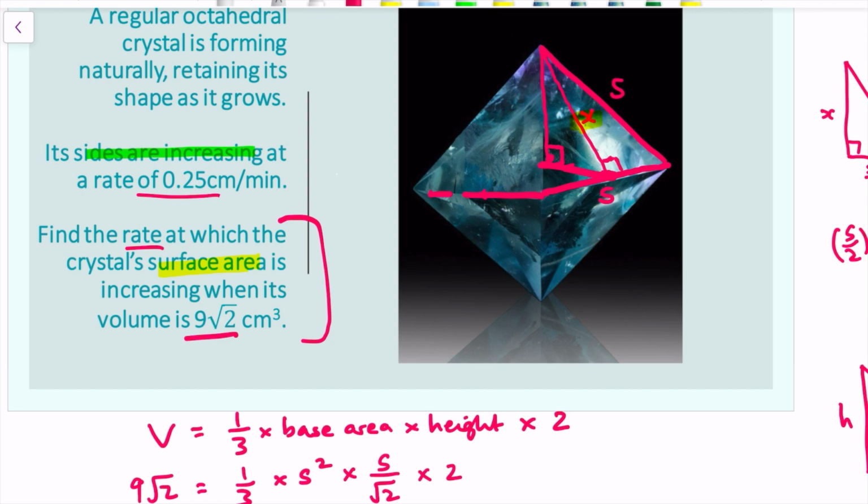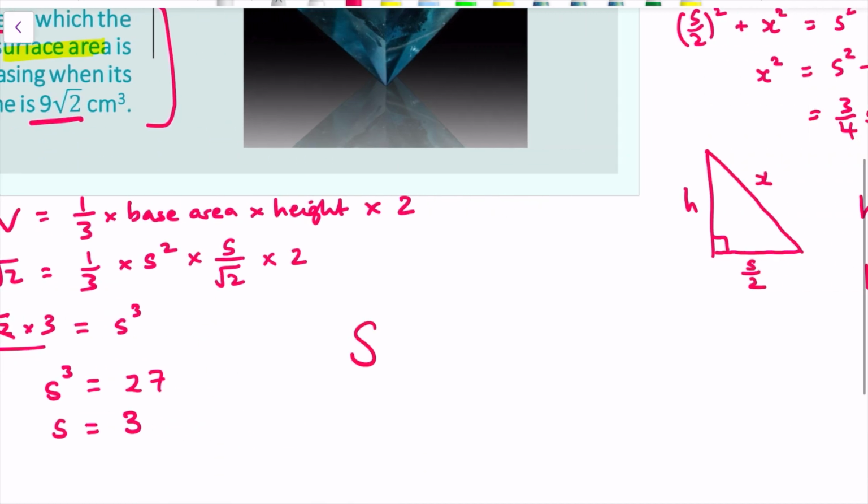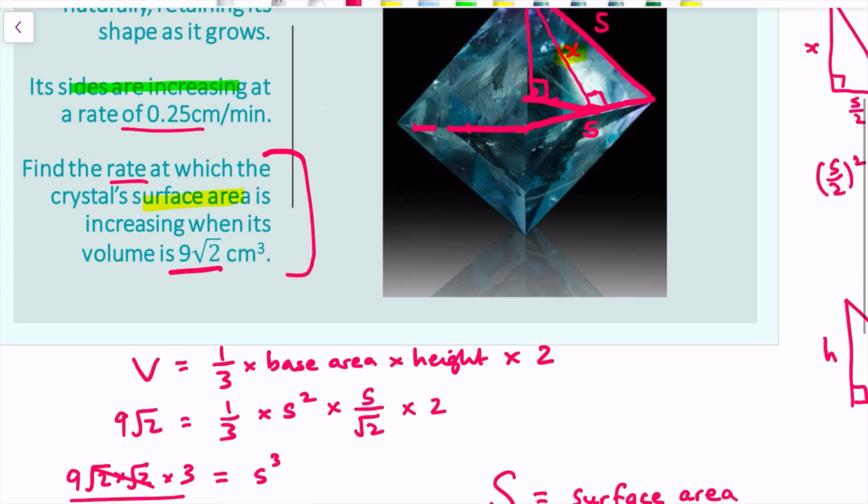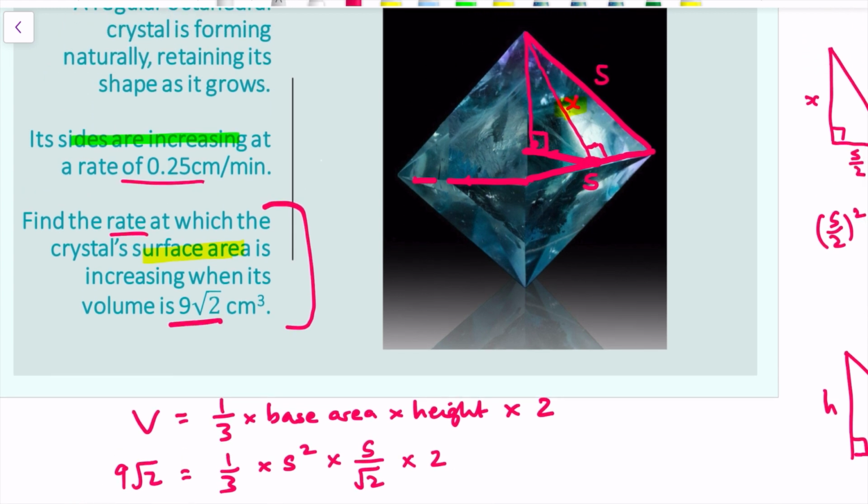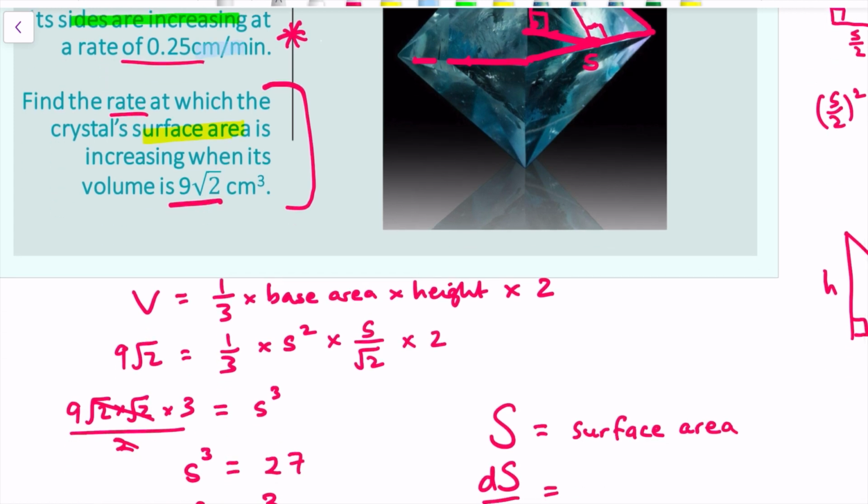Okay, we're going to have to do some differentiation. Surface area is the rate we want to find. So if we say S equals surface area, I'm going to make it a capital S to distinguish it from the lowercase s, and we want dS/dt. Related rates problems, if you've never seen them before, we connect the rate in the question with the rate that we're trying to find. So the rate in the question is a given rate of ds/dt. It's the rate that the sides are increasing. Notice the units as well, centimeters per minute.